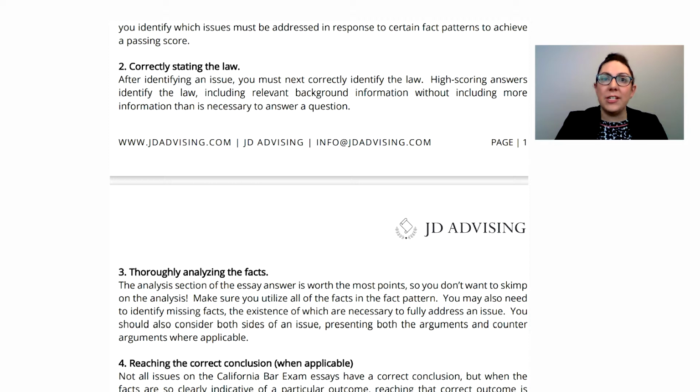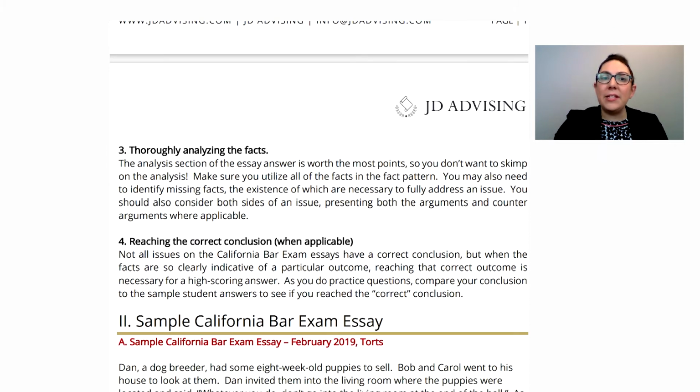So pay attention to how much detail the sample student answers provide in their rule statements to give you a good indicator of exactly how much to include in your own rule statements. The third place you'll get points is by analyzing the facts, and this is probably where the bulk of your points come from. It's important that you spot the right issues so that you can perform this analysis portion, but really your points are coming from the analysis.